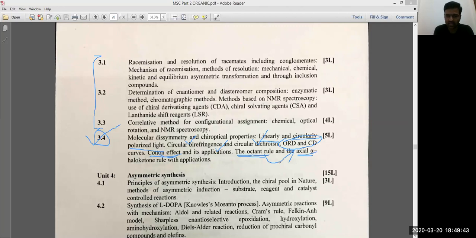So the axial alpha haloketone rule is not a new rule by itself. It's the limiting case of the octant rule. Whenever there is a halogen atom at the alpha position of a cyclohexanone, then it reduces the octant rule to something much simpler. So in that way, the axial alpha haloketone rule is a simplification of the octant rule.